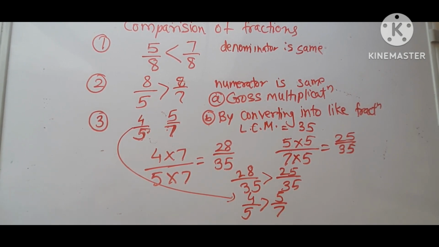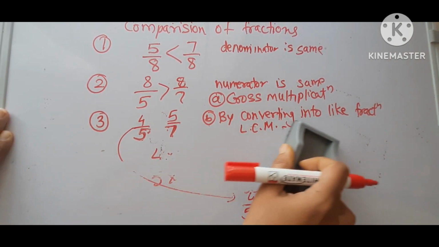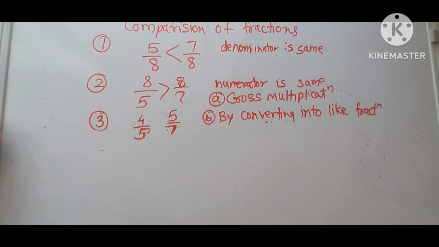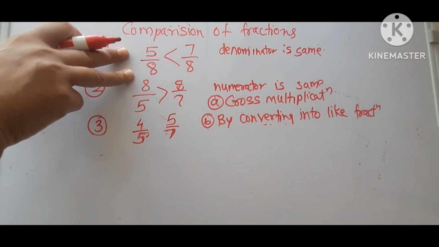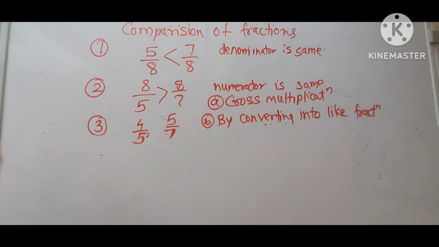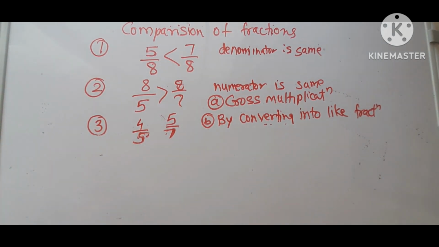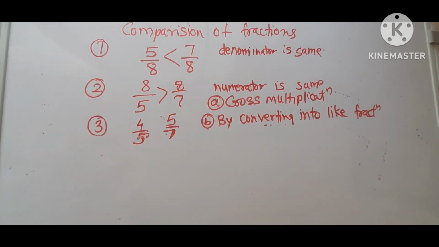Okay, these are the two methods through which you can check the comparison when the numerators and denominators are not the same. Whenever they give you numbers and ask for the comparison, first check whether the denominators are the same. Then we don't need to solve any problem; just check the numerator and write the answer. Check if the numerators are the same: the fraction with the smaller denominator will be the greater fraction. And if the numerators and denominators are not the same, we have two methods through which we can solve the problem: cross multiplication and converting into like fractions.